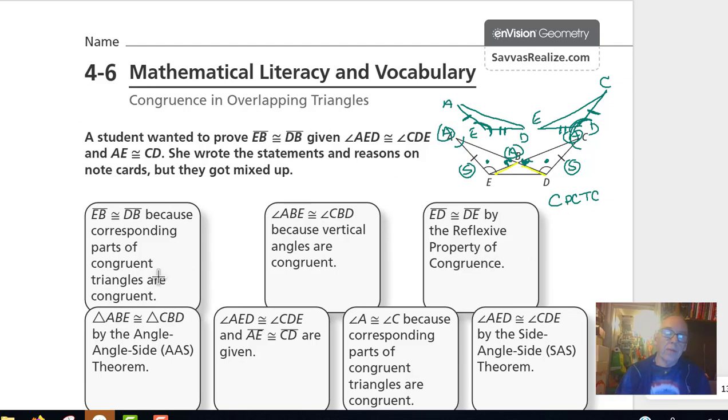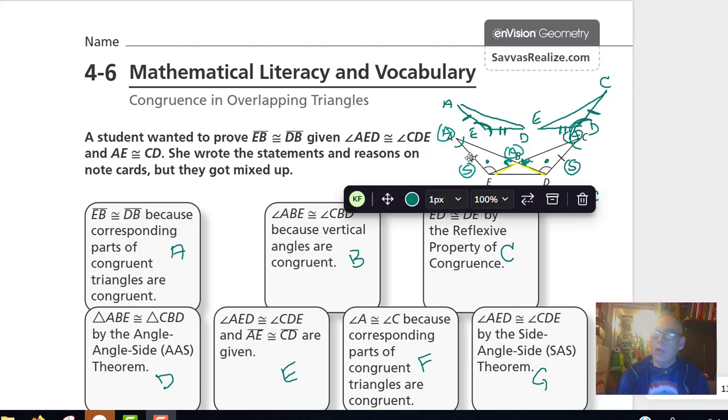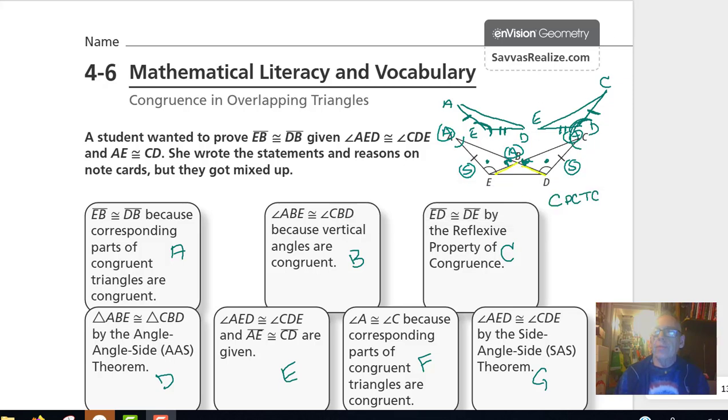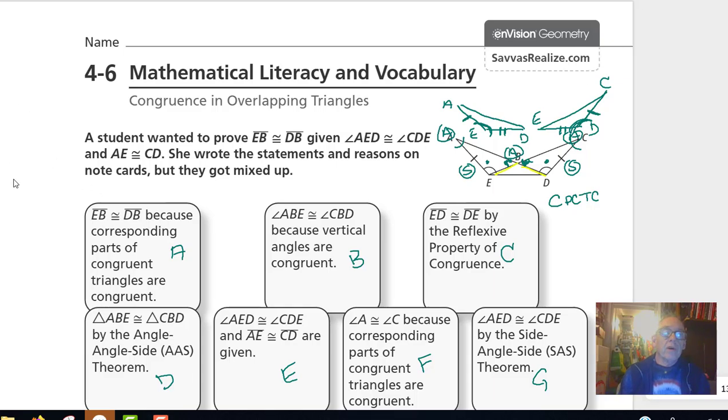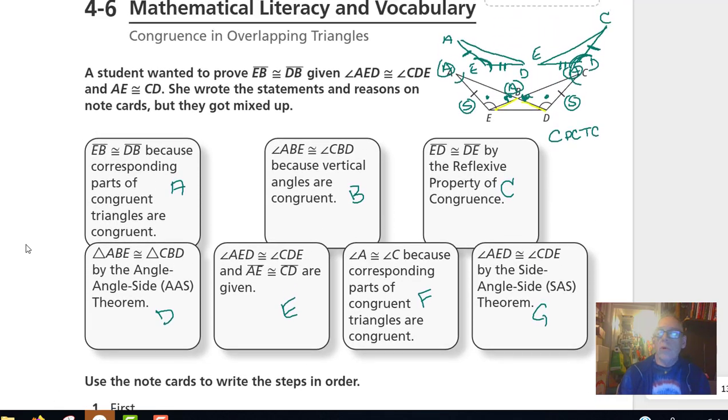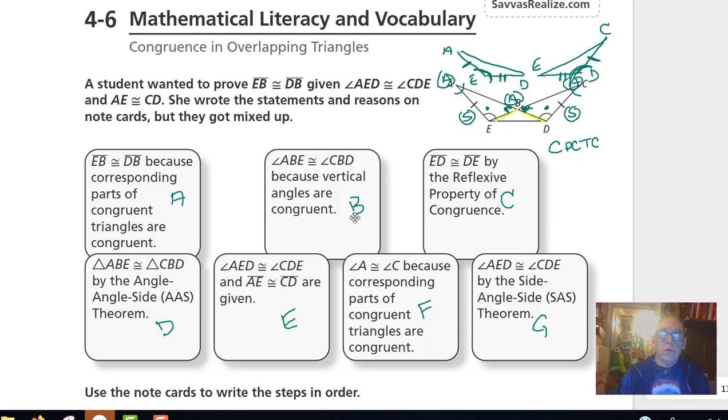So let's see what order. Probably the best way to do these is to number them A, B, C, D, E, F, and G, and then put them in the correct order. First off, we need to prove that these two larger triangles are congruent to each other. So the first thing we want to do is use our givens. We are given that angle AED is congruent to this angle, and AE is congruent to CD. That's our given. That's the first step we need to use.